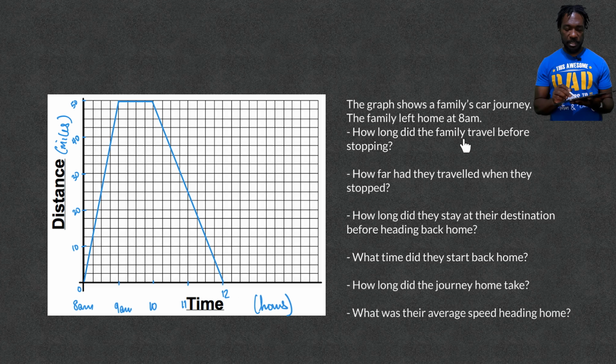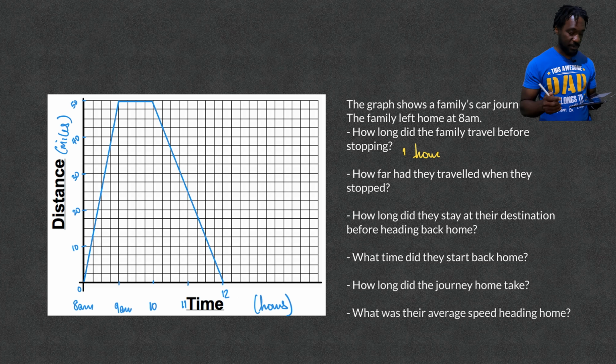So how long did the family travel before they stopped? So let's interpret the graph. You can see them traveling here, and then they stopped for a short while, and then they went back home. So how long means time. How much time did they take traveling before they stopped? Well, they traveled here, and it looked like they stopped at 9 o'clock. So they traveled for 1 hour. So I'm going to say that this is 1 hour there. So it took 1 hour traveling.